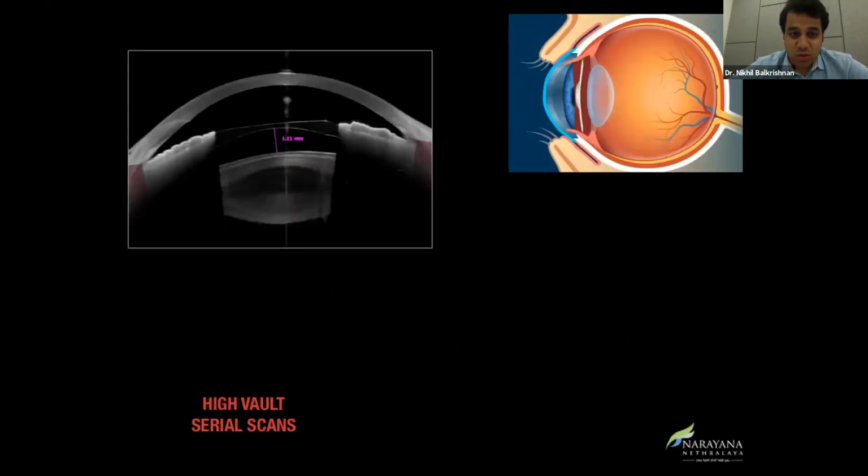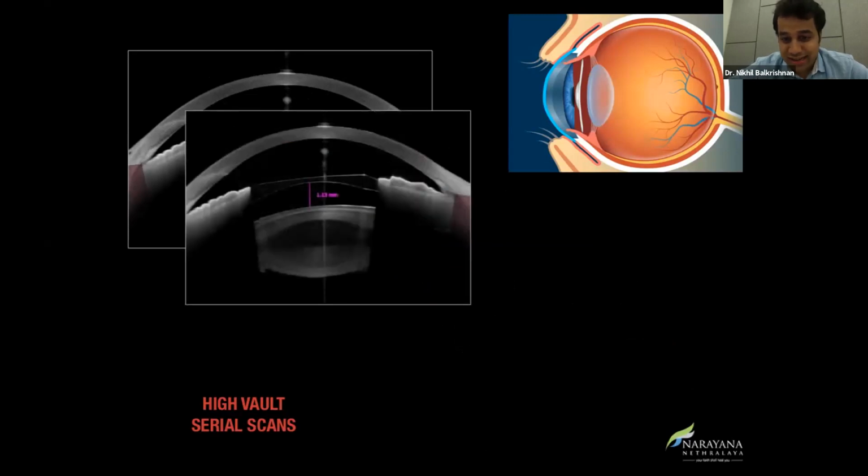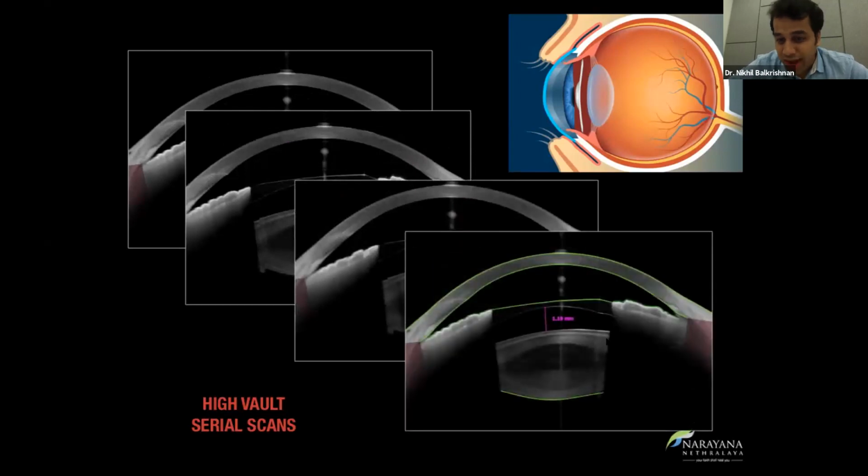Further coming to large vaults, this is one of the patients who was referred to us from outside. The patient, if you see here, has a vault of almost 1100 microns. Again, we decided to follow up the patient. We did serial scans and we saw the vault was constantly increasing. The final vault went up to almost 1200 microns.